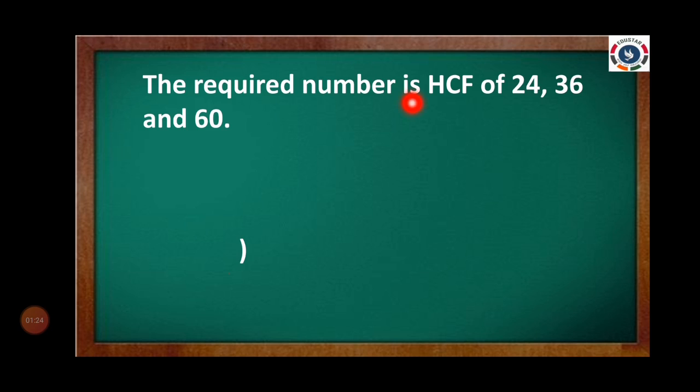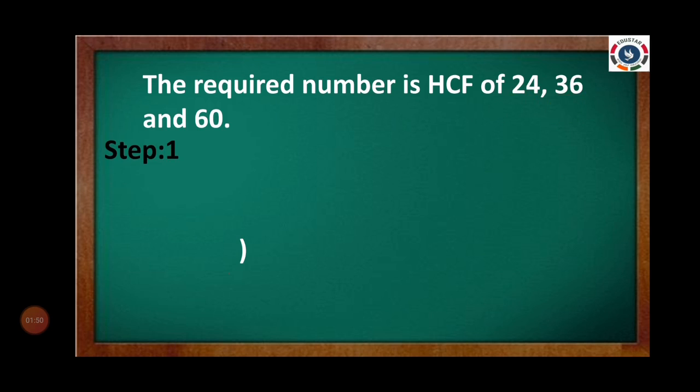First, I am going to take the first two numbers and use the long division method. Already I told you that you can use the prime factorization method or the long division method. Here I am going with the long division method. I selected the two numbers 24 and 36. The smaller one we write outside, and the greater one we write inside.